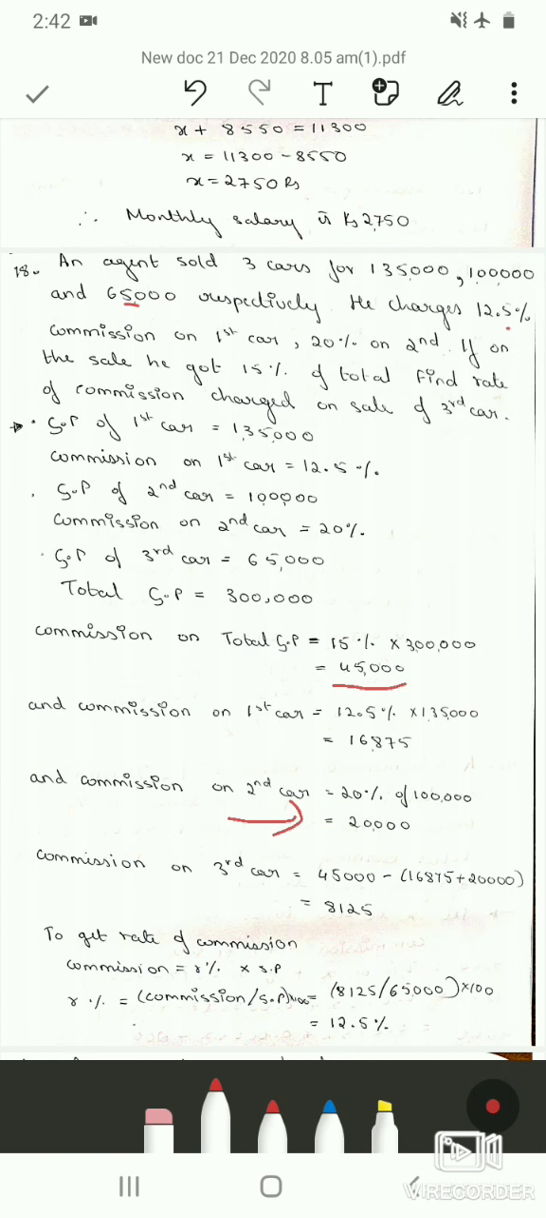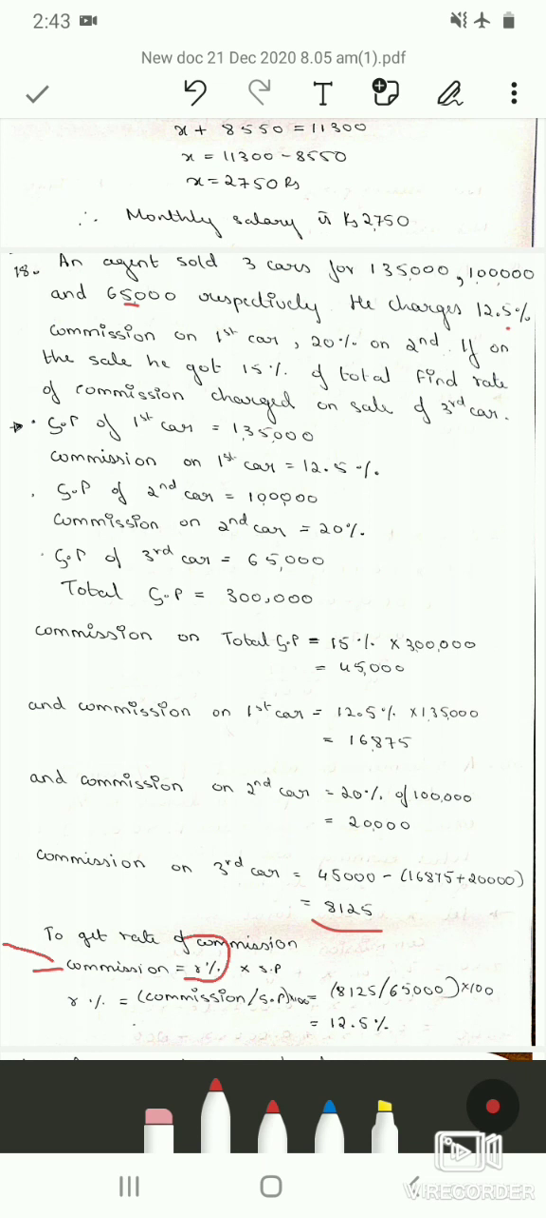we don't know the rate percent to calculate commission directly. So we have total commission on total selling price, we have commission on first, and we have commission on second. So using all these three values, we can obtain commission on third car, which is 45,000 minus 16,875 minus 20,000. So when you simplify, we will get it as 8,125 rupees.